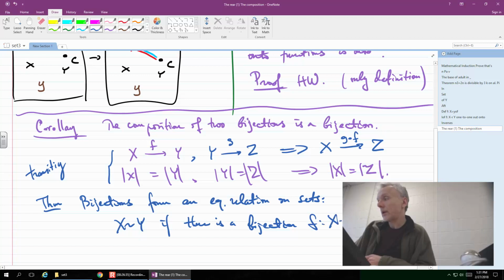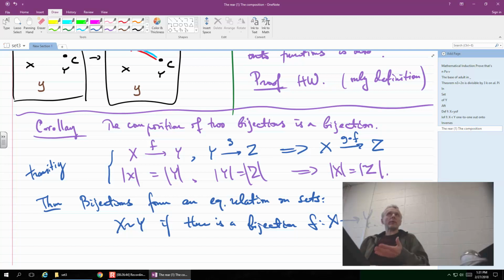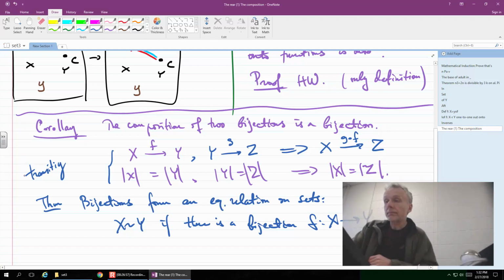F from X to Y. Equivalence relation of all sets. So then all the sets of 5 elements will be equivalent to each other. All sets of 10 elements also will be equivalent to each other and none else. Okay? So, before we do anything with that, we have the transitivity. Transitivity, so that's number 3.